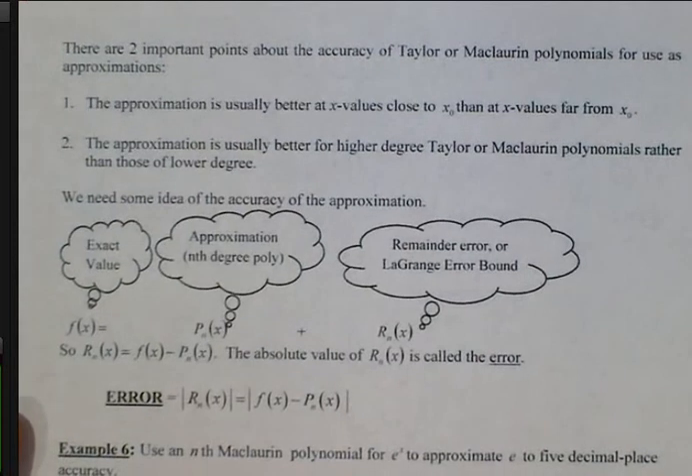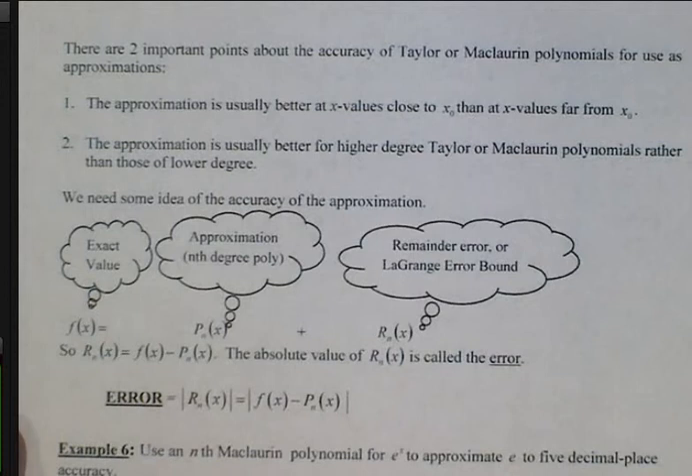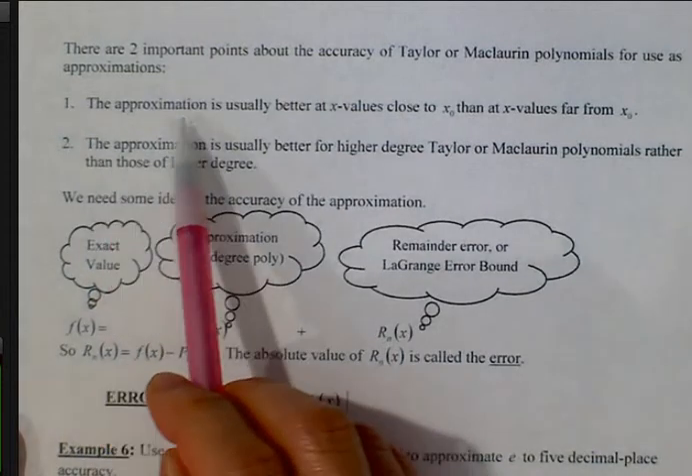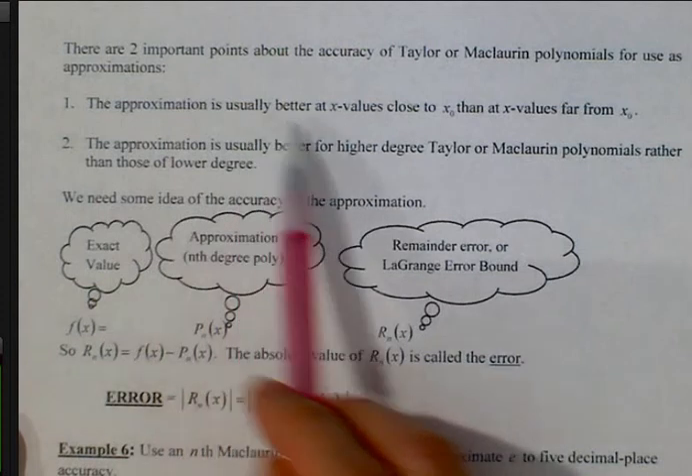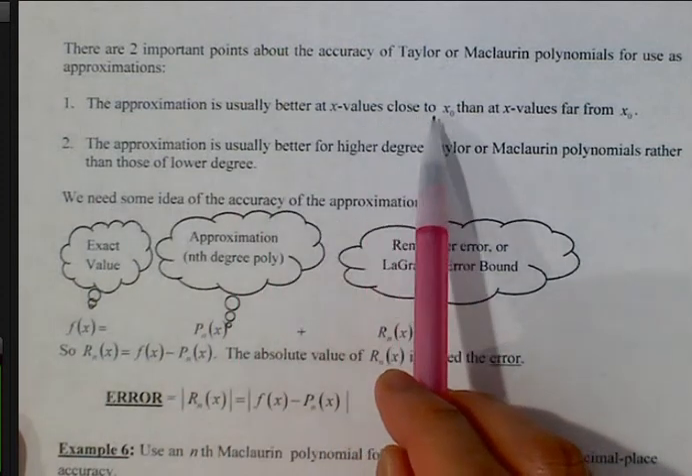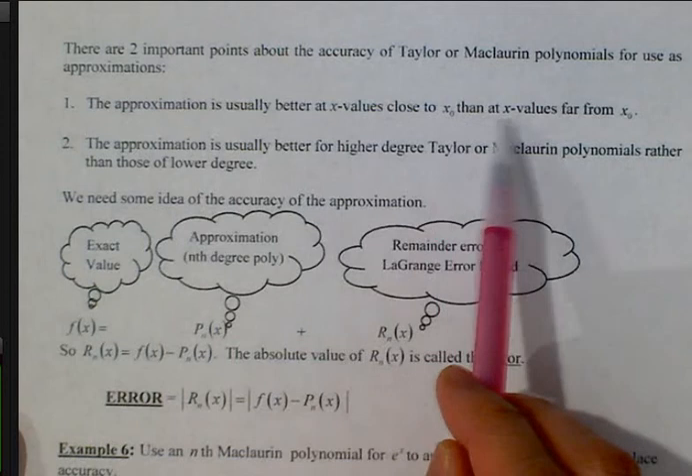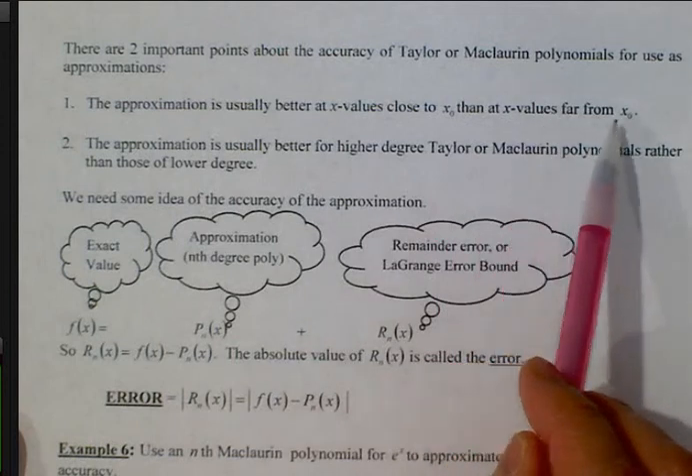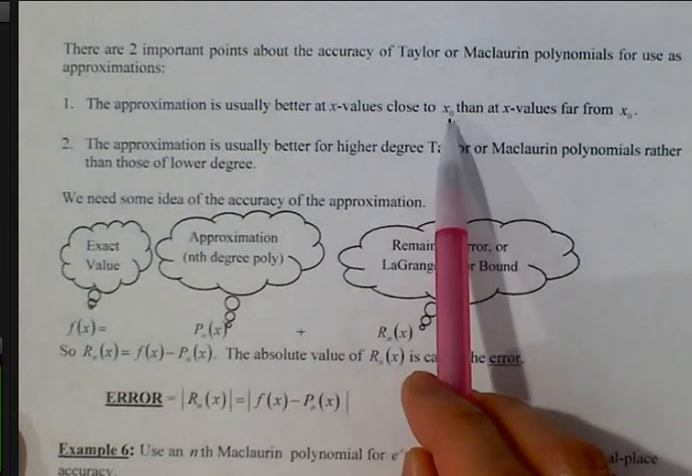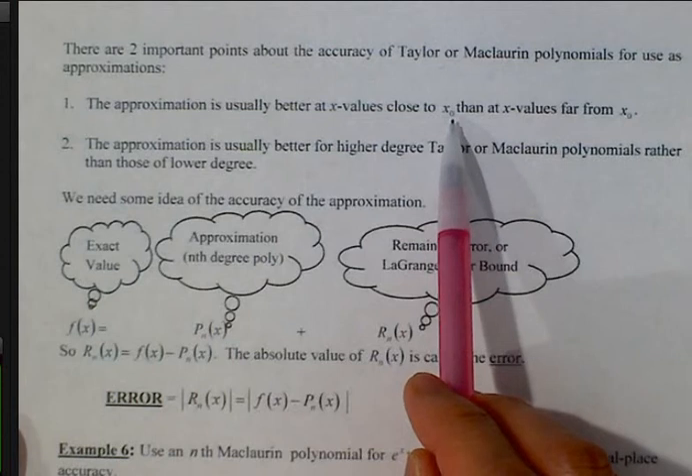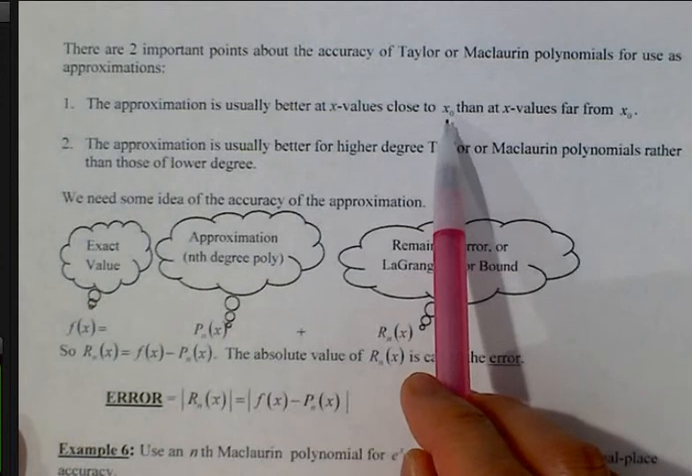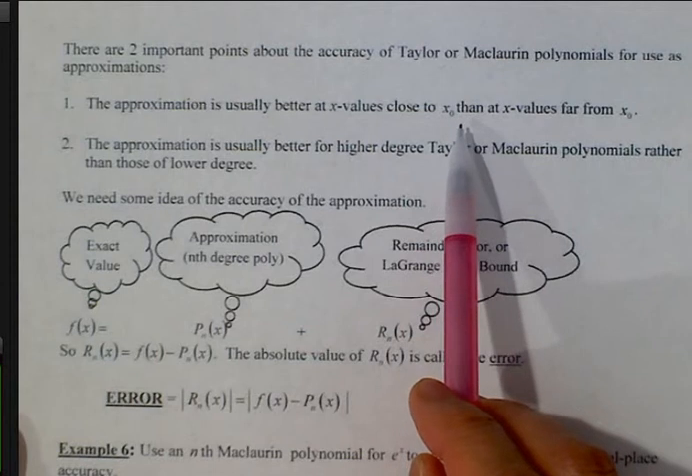There are two important points about the accuracy of Taylor or Maclaurin polynomials for use as approximations. The first is that the approximation is usually better at x values close to x sub 0 than at x values far away from it. So say that you had it centered at 0, it would be good around 0, but not if you get farther away. If it was centered at 2, then it would be best at 2 and maybe to the right or left of it, but not farther away.